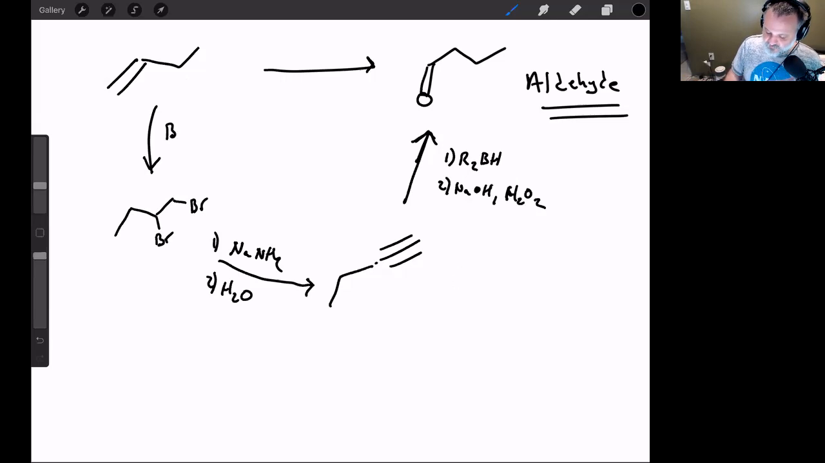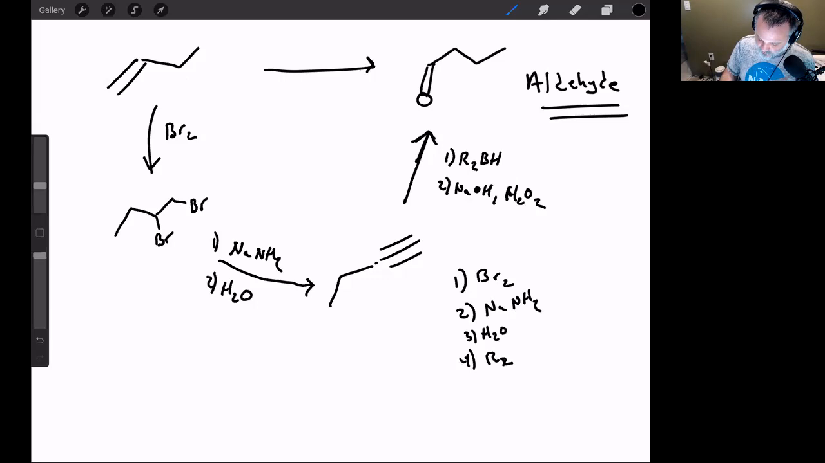So the synthesis solution would be listed as 1, Br2, 2, sodium amide, 3, water, 4, alkyl borane, 5, sodium hydroxide, hydrogen peroxide. That's the solution to this synthesis problem. And in this case, this is required.